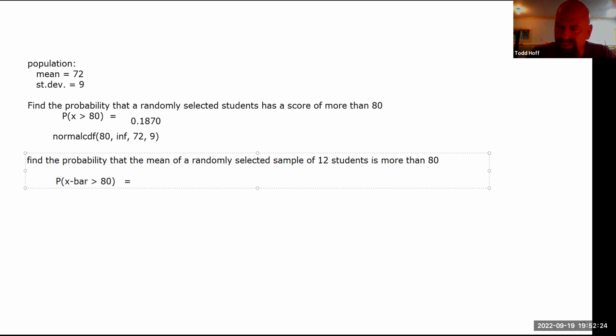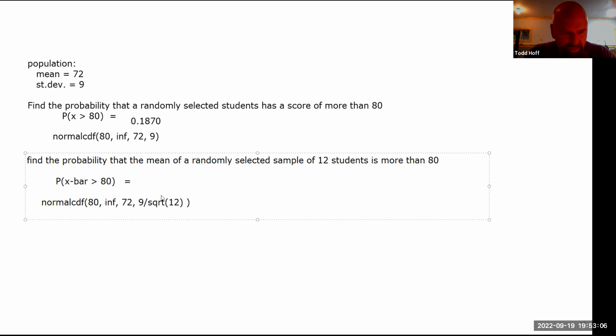Well, this is a sampling distribution because we're trying to find the probability of the mean of a sample being a certain value. So this is not going to be just normal CDF anymore. We are using the normal CDF function. We're going from 80 to infinity still. Our mean does not change, it's still 72, but what changes is instead of the standard deviation of the population, we have to use the standard deviation, or the standard error, of the sample means. And that is always equal to the population standard deviation, which is 9, divided by the square root of the sample size here, which is 12. And we can actually enter it right in the calculator just like that.